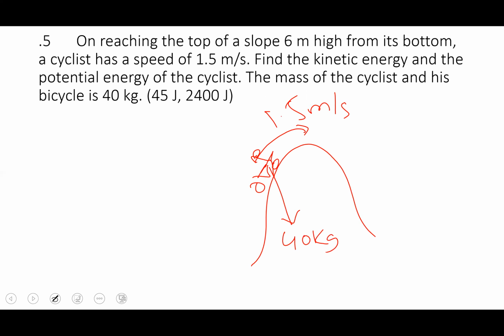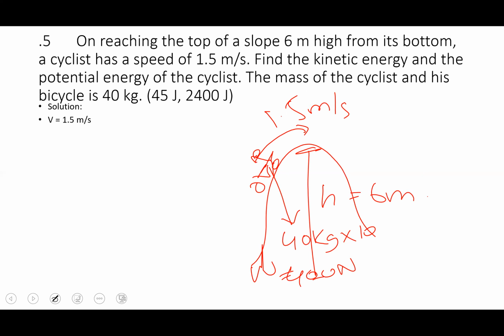So 40 kilograms multiplied by the value of g, so it is going to be 400 newton, the weight of that cyclist. And we have to find how much is the kinetic energy and the potential energy when its height with the slope was 6 meters. So height is 6 meters over here as well. Now the solution for this one is, we have the velocity, which is 1.5 meter per second, the mass is 40 kilograms, we have the height, which is 6 meters, and kinetic energy and potential energy have to be found out.